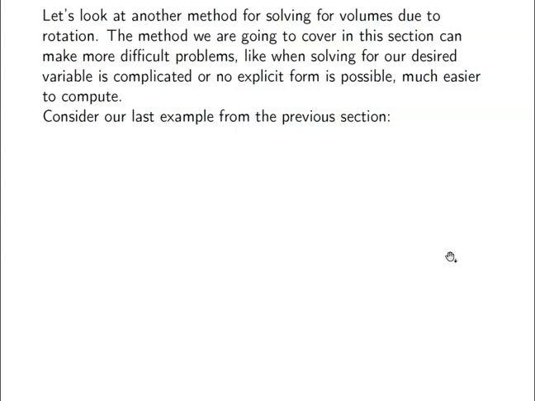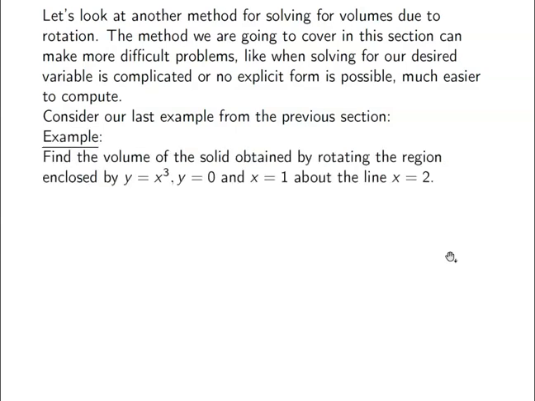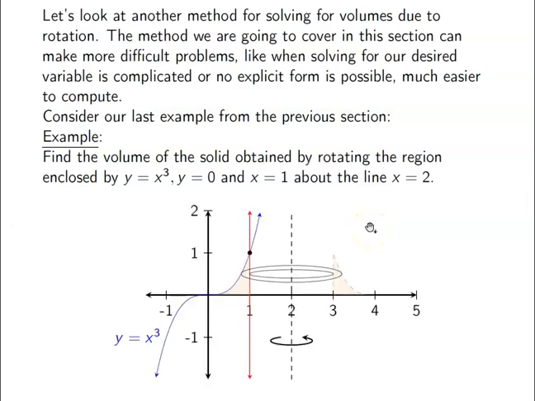So we'll give an example of something that would be very difficult to do. Let's start with the previous example from the last section, the very last problem. We had y equals x cubed, the cubic. It was bound by the x-axis and x equals 1, the point of intersection that we needed, and the line x equals 2, which was the line of symmetry for the rotation. We're not going to go through the whole problem. We will do this problem again, but not right now.